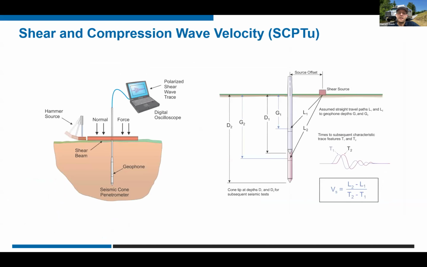The procedure to collect this data: the cone is advanced into the ground at the standard rate of 2 centimeters per second. At every 1 meter or desired depth increment, the penetration is paused. At that point, a seismic source at the ground surface, usually a hammer strike or weight drop, generates a wave. The geophones inside the cone detect the arrival of the shear and compression waves, and the time difference between the wave arrivals at successive depths is used to calculate wave velocities. So this process repeats every meter or interval, building a continuous shear and compression profile for your entire sounding.